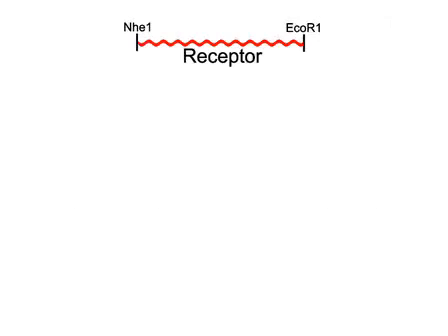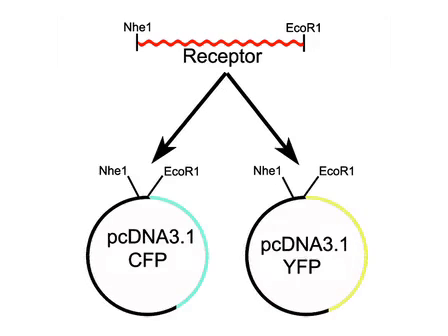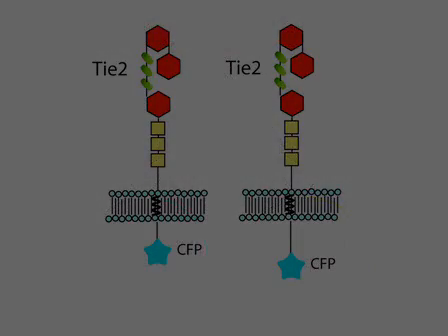To image protein-protein interactions using a FRET-based proximity assay, begin by cloning your receptors of interest into the NHE1 EcoR1 sites of the pcDNA 3.1 hygro or neo vector containing monomeric CFP or YFP. The determination of FRET is empirical.